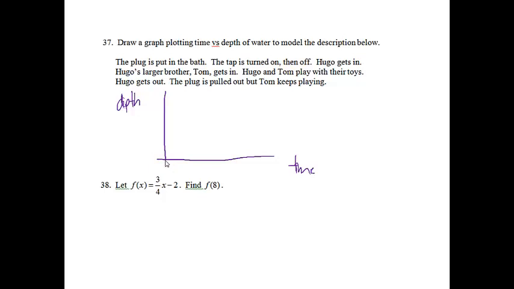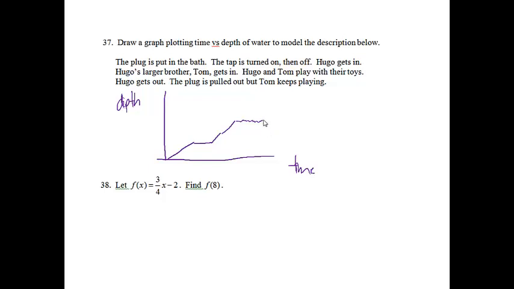The tap is turned on, which means we're going to fill probably at a pretty constant rate, and then it's turned off. Well, if I turn the tap off, the water level is going to stay constant for a little bit. Okay, but then when Hugo gets in, if you can think about when someone gets into the tub, that makes the water level go up a little bit. And then Hugo's larger brother, Tom, gets in, that's going to make the water level go up even more. And then Hugo and Tom play with their toys, so I'm assuming at this point in time the water's staying at a pretty constant level. However, there might be some little splashing, so water might be going in and out a little bit.